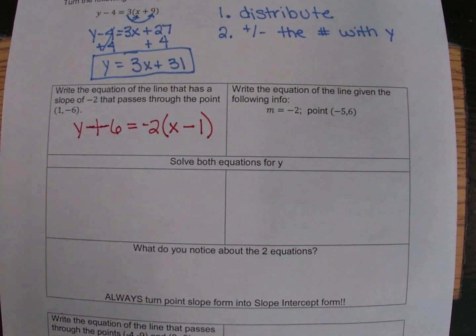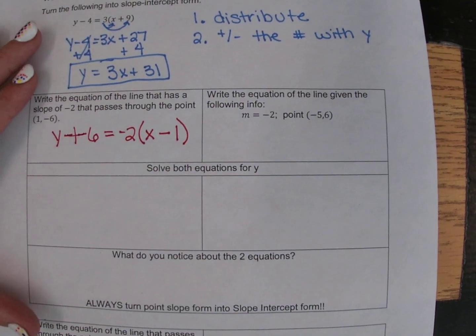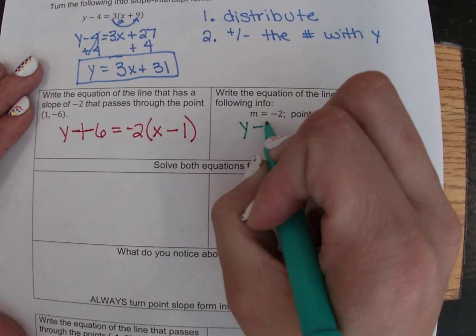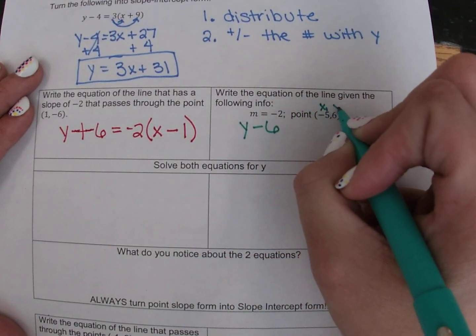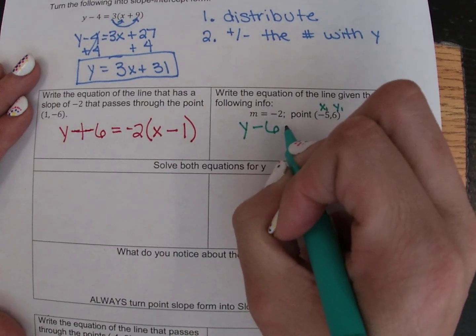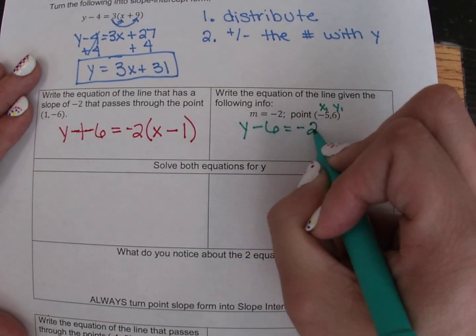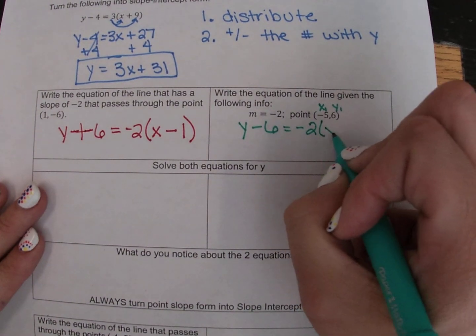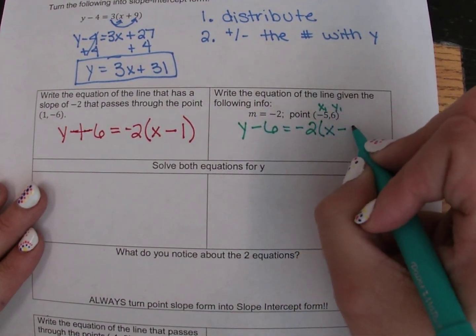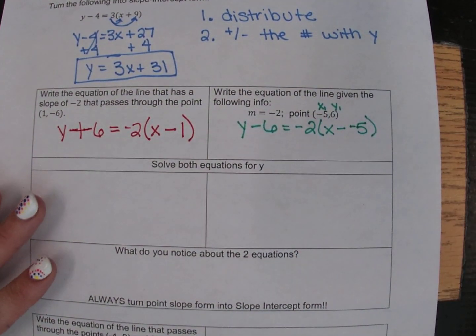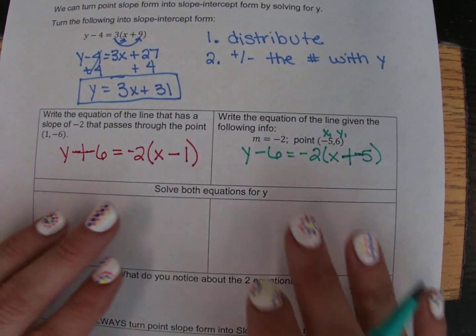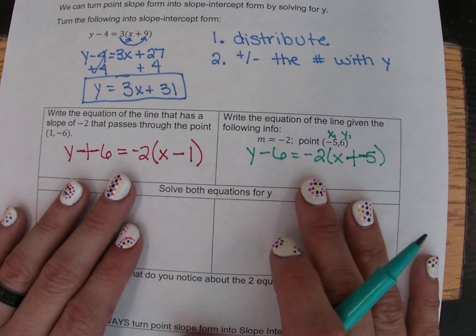If we look at this one over here on the right, let's write the equation of the line with this information. We're going to say y minus our y coordinate, which is 6, that's our x sub 1 and y sub 1, equals our slope, which is -2, times x minus our x coordinate, which is -5. We also know that these two negatives make a positive. So we have these two separate equations happening here.